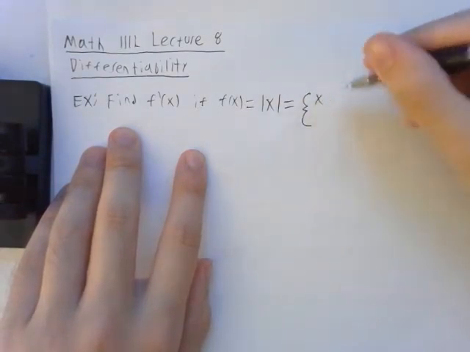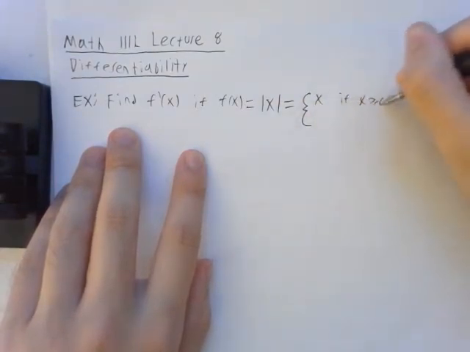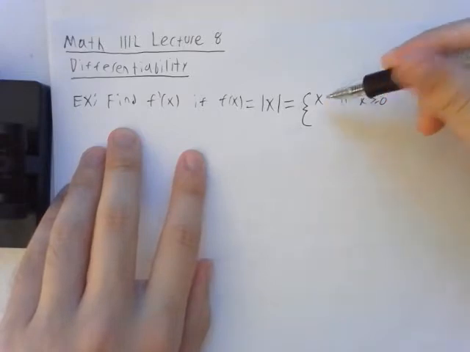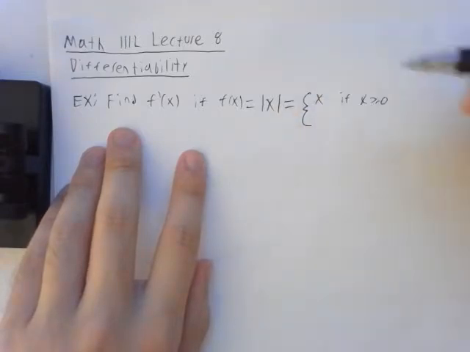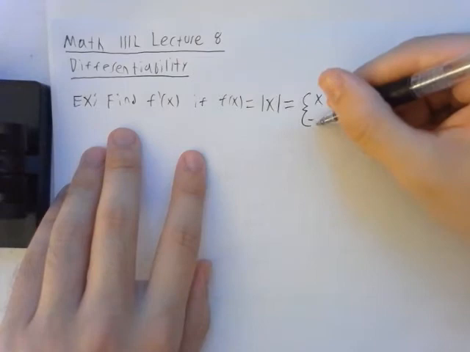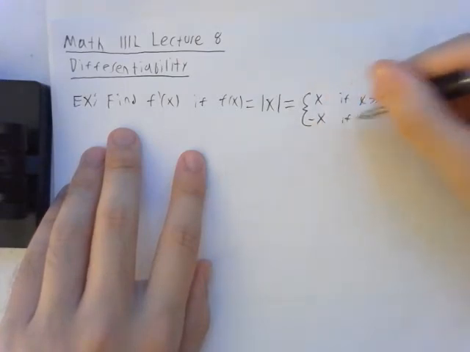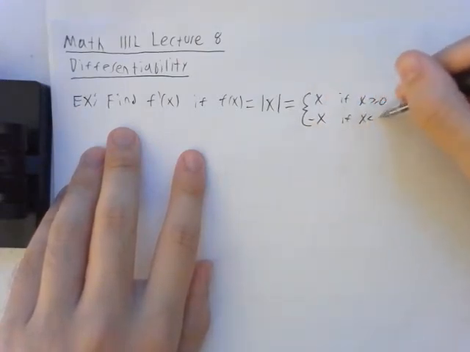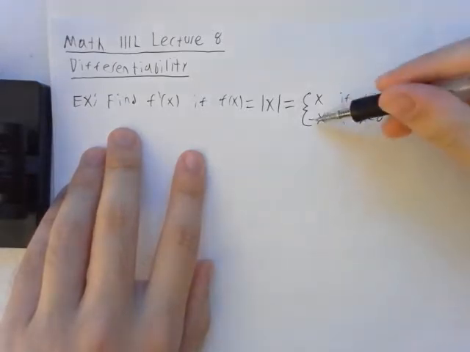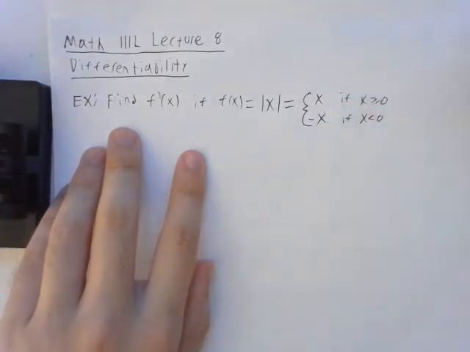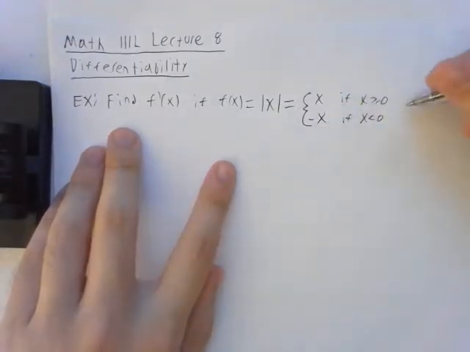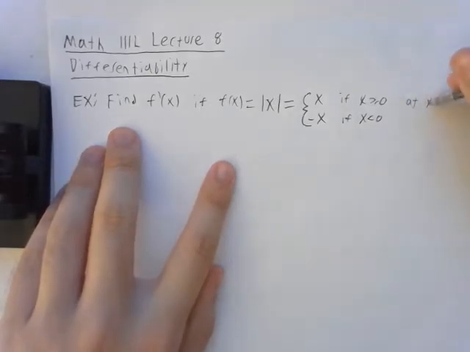It's equal to x if x is greater than or equal to 0. So if x is a positive number, the absolute value leaves it alone. And it's equal to negative x if x is less than 0. So if x is a negative number, it multiplies it by -1 in order to make it positive. Let's find the derivative at x equals 0.